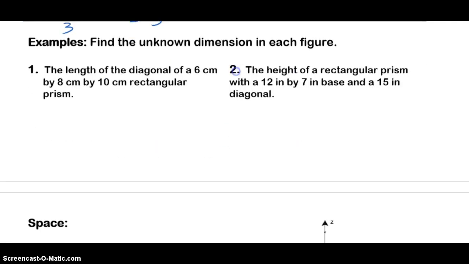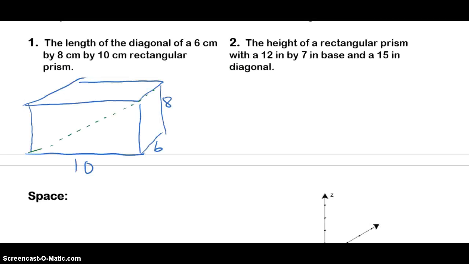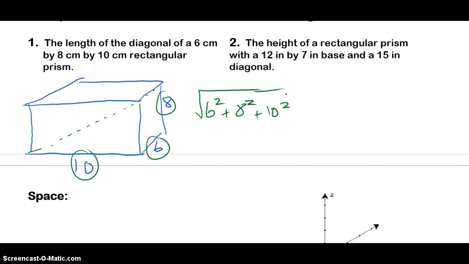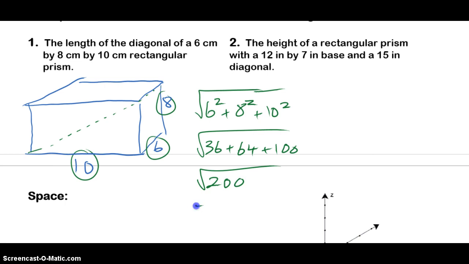Now let's see how that applies to this problem. So how do you attack this problem? Well, it's very, very similar to the one where I said you just do 3 squared plus 4 squared. The only difference is you now use 3 numbers. So you basically do 6 squared plus 8 squared plus 10 squared. And when you put all that in your calculator, you're going to get, let's see, 36 plus 64 plus 100, which is the square root of 200. And that simplifies further, but I'm not going to do that right now.